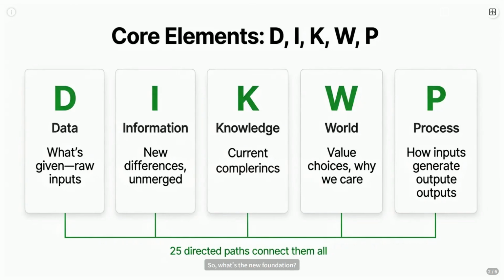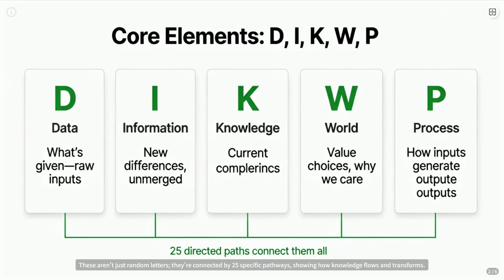So, what's the new foundation? It boils down to five letters: D, I, K, W, P. Think of them as the fundamental building blocks. D is the raw data, the stuff we start with. I is the new information, the differences that pop up. K is our current understanding, what we've got figured out so far. W is the why, the value judgments, the choices we make about what matters. And P is the process engine driving things forward.